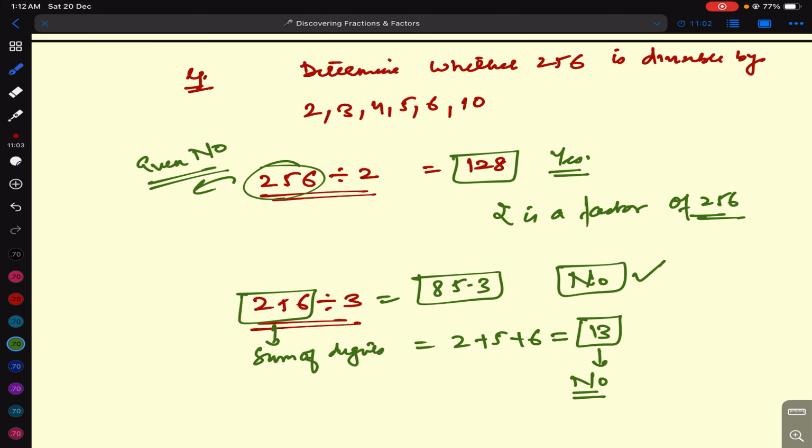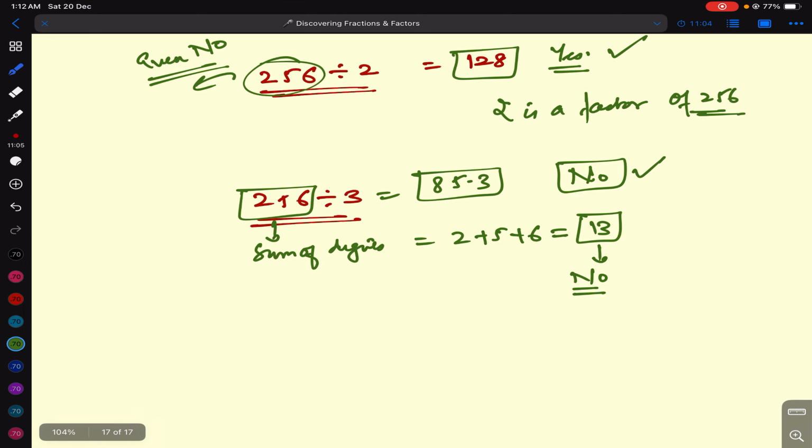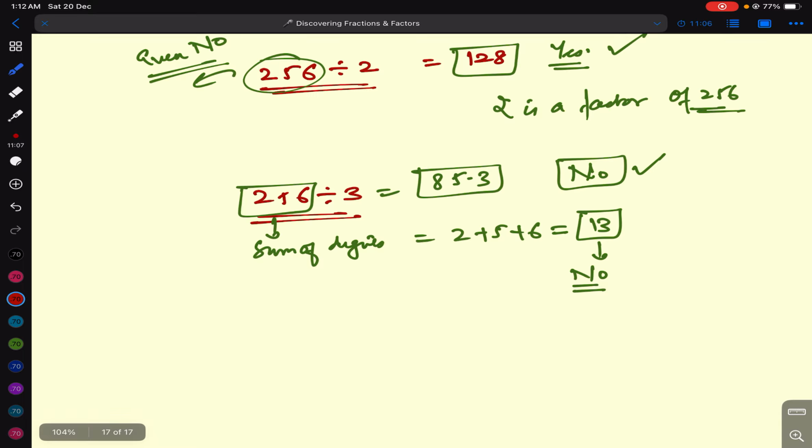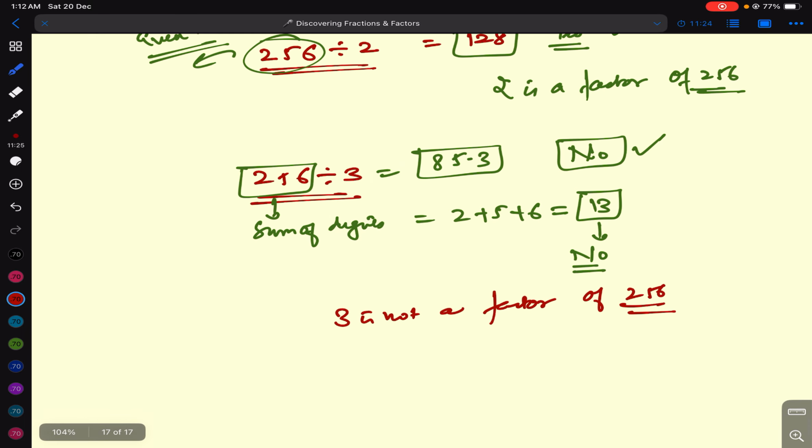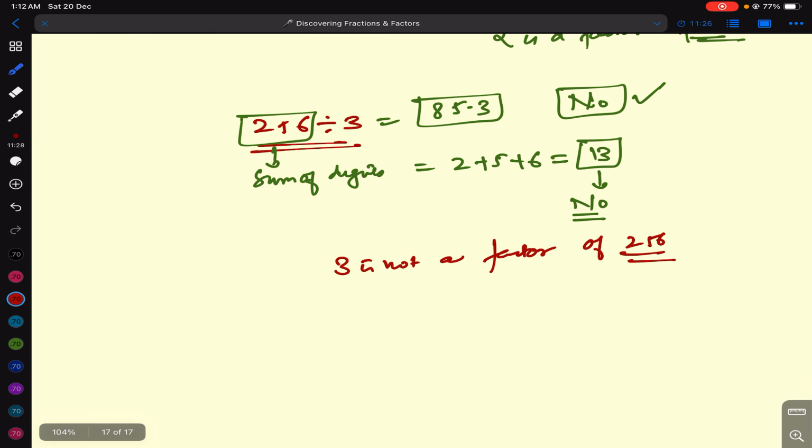Clear? Here it was yes. Okay. Why is it no? Because when we sum the digits of the given number, which is 256, we get 13, and that is not divisible by 3. And hence we can say that 3 is not a factor of 256. Clear? Now let's move to the next case.